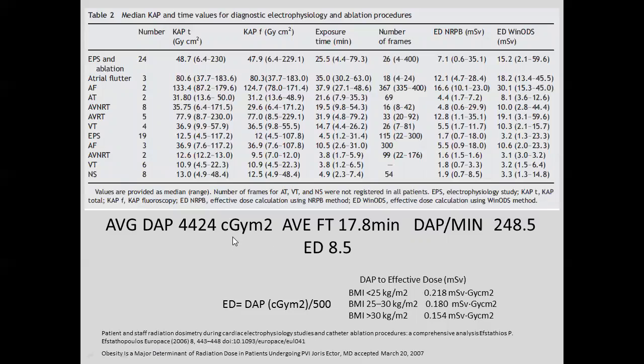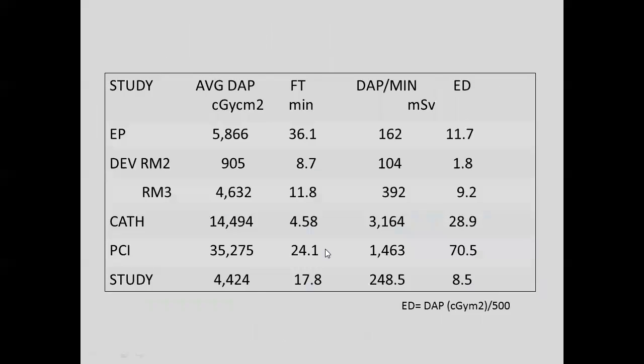So, when you break it down, they look at what's your average dose area product, average fluoro time, and then what's the average effective dose of radiation. And then I took that and I compared it to what we do at the VA. So the study here, our PCIs, if you go by dose area product to effective dose, EP procedures 11.7, PCI 70.5 millirem.